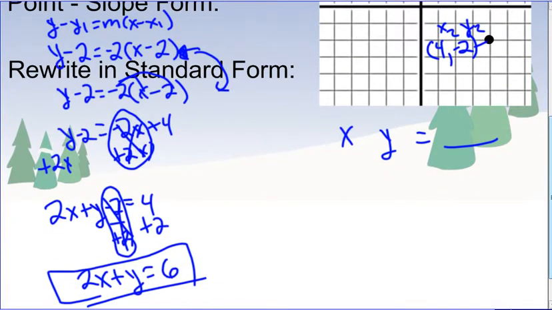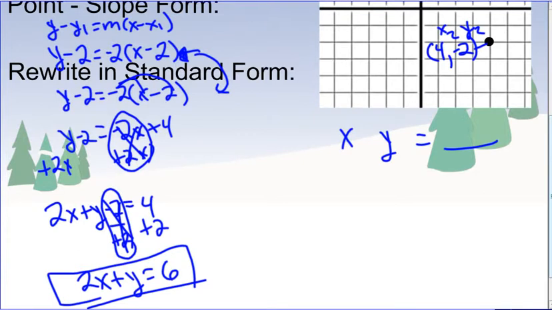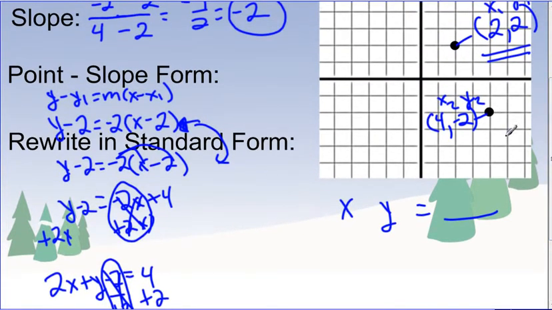There are other methods you could take from the 2 points using some of those other methods we did. You could find this in slope-intercept form and then change it into standard form. It works, but it's a little bit more work to do.